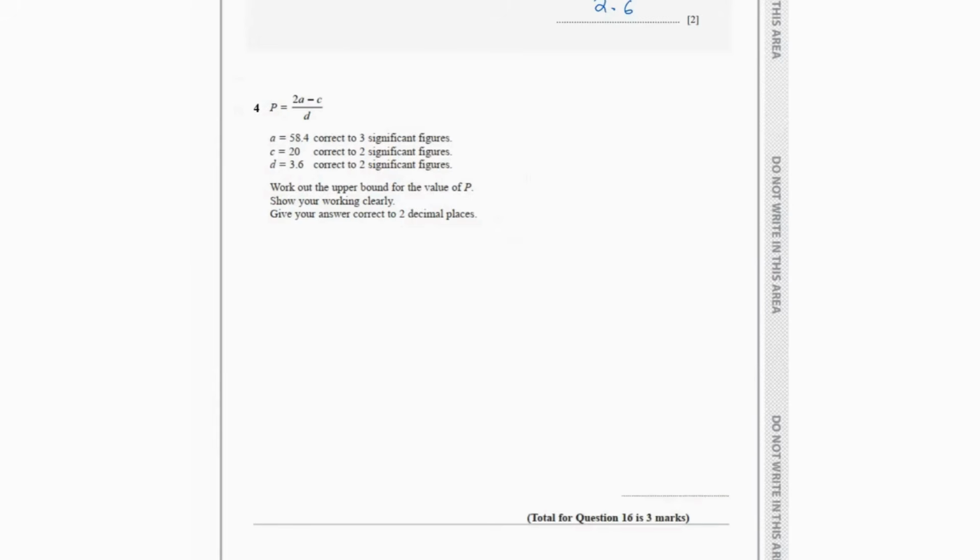So first, you need to figure out what we will use for a, c, and d. Do we use the upper bounds or lower bounds? In our question, they have told us that we need to find the upper bound of p.